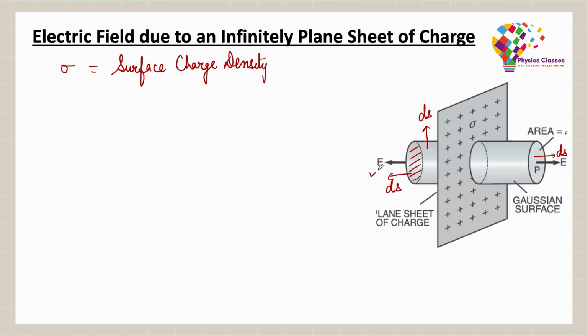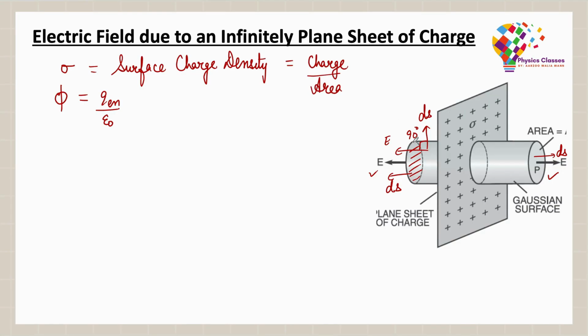Now, carefully, if you look at it, the two circular areas will contribute to the flux, since for them the angle is 0 degrees and cos 0 is 1. But the curved surface will not contribute to the electric flux, since it is making an angle of 90 degrees with the electric field, and cos 90 is 0. So now if I write down the flux, then I know the flux as per the Gauss law is the charge enclosed by epsilon naught. And further, since my surface charge density is sigma, it is basically the charge divided by the area.